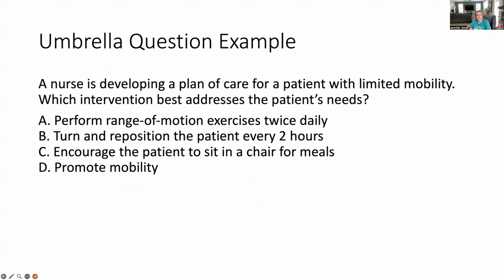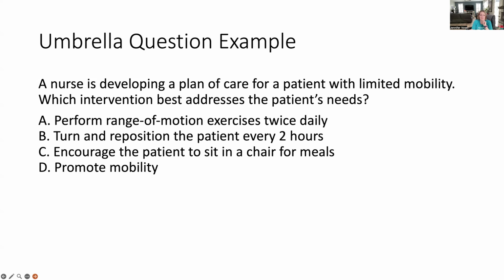All right, so a nurse is developing a plan of care for a patient with limited mobility. Which intervention best addresses the patient's needs? Okay, so what do I know about this person? They have limited mobility. I'm looking for a positive polarity, a true answer. So performs range of motion exercises twice daily. Seems good. Turn and reposition the patient every 2 hours. Also seems good. I've got a problem here because so far I have two that look good to me. Encourage the patient to sit in a chair for meals. Oh man, but that also looks good.